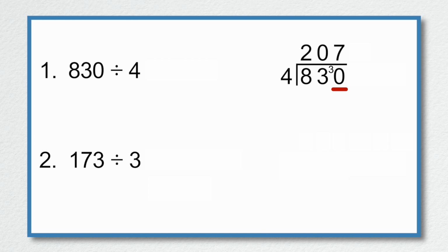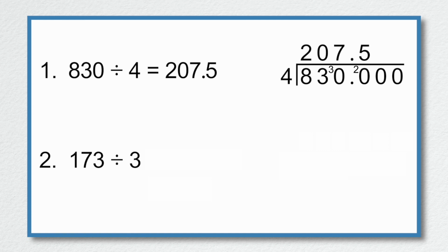So let's add the decimal point and some noughts after the number 830. We're not affecting the size of 830. We can now add our remainder of 2 to the first nought after the decimal point, which is in the tenths column. We now have 20 divided by 4, and 4 goes into 20 5 times exactly. 830 divided by 4 is 207.5.